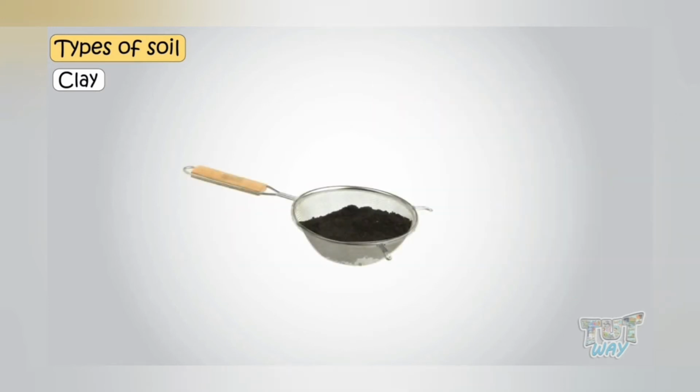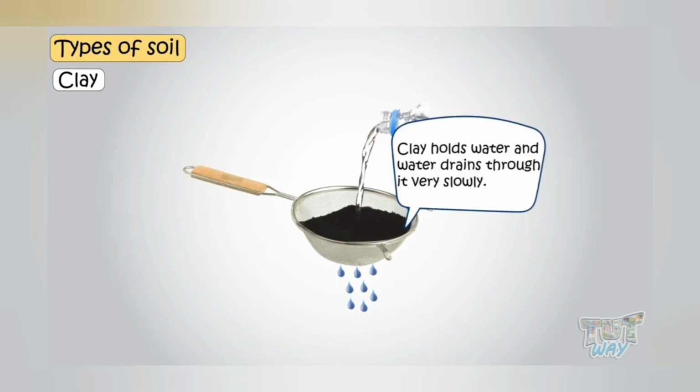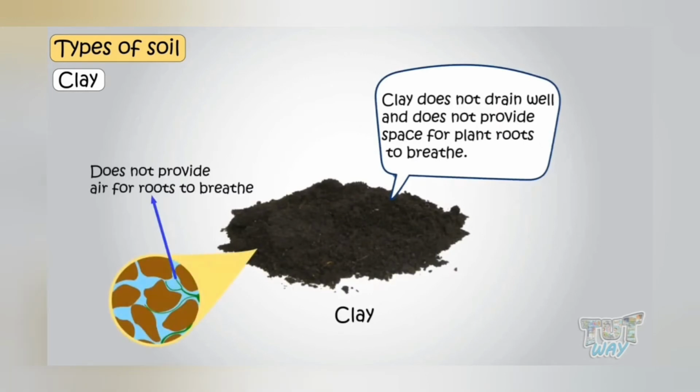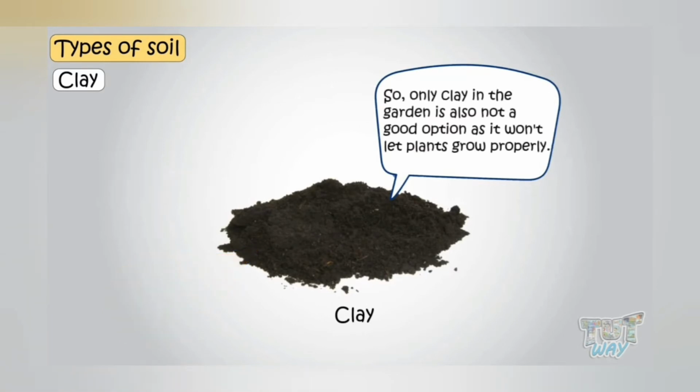Now, take some clay in a strainer and again pour water on it. What do we see? Very little amount of water will drain through the soil. And that too, very slowly, because clay holds the water and water drains through it very slowly. Clay does not drain well and does not provide space for plant roots to breathe. So, only clay in the garden is also not a good option, as it won't let plants grow properly.